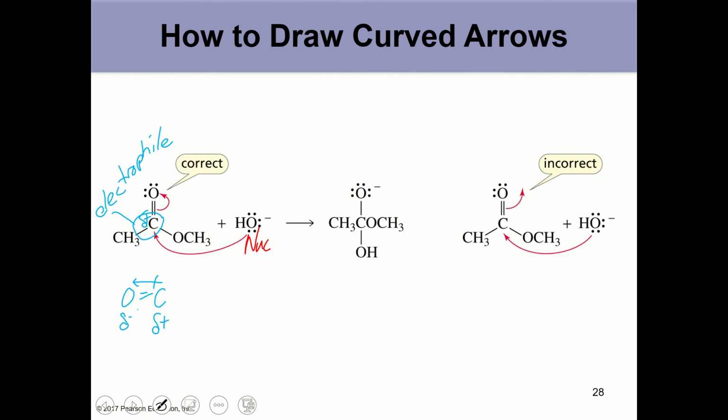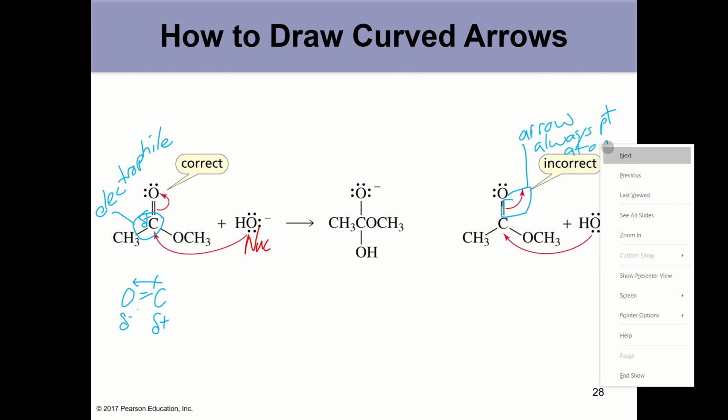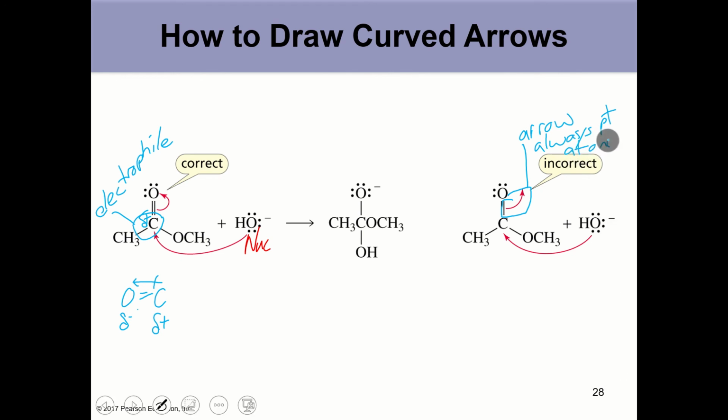Try not to incorrectly draw your arrows. Be sure not to have arrows go off into space and not to an atom. An arrow should always point to an atom or bond. It will only point at a bond if it's forming a multiple bond, such as a pi or a triple bond. Otherwise, it will point at an atom. They do not go off into space.